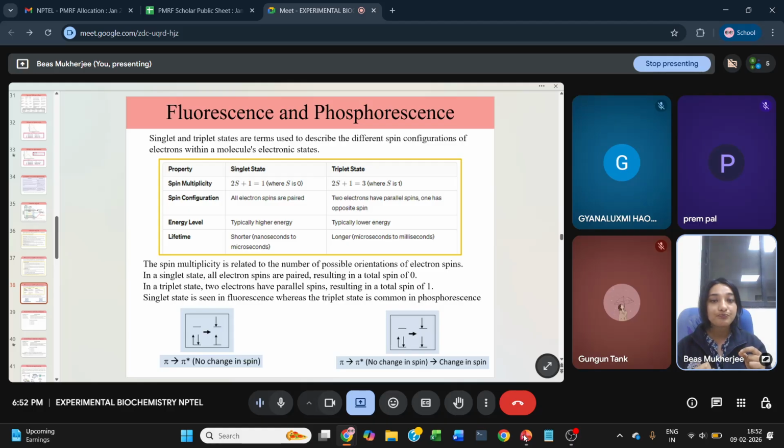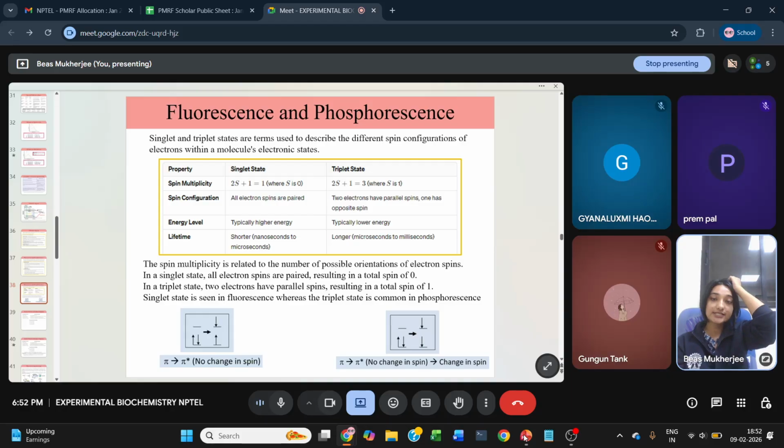But when it is going pi to pi star, there is no change in spin, and then finally when it is reorienting itself, there is a change in spin. So it was initially like this, but when it is going here, this one is changing its spin to this, and that is when the triplet state comes. So in a triplet state, two electrons have parallel spins, resulting in a total spin of 1. So both of them are having downward spin or both of them are having upward spin.